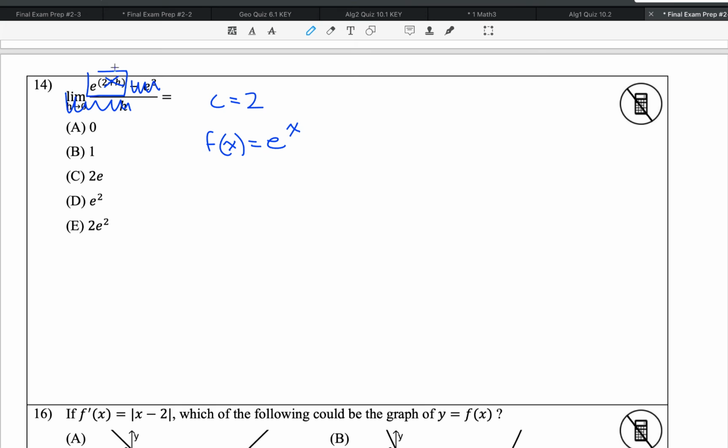And because this is the definition of the derivative, take the derivative. F prime of x is equal to, well, the outer is e to the power of x, multiplied by the derivative of the inner. The inner is x, therefore the derivative of the inner is 1, so times 1, and I don't really need to write that. Cool, and then we just need to plug in our value of c. What is f prime of c? And that is e to the power of 2, and e squared is the answer.